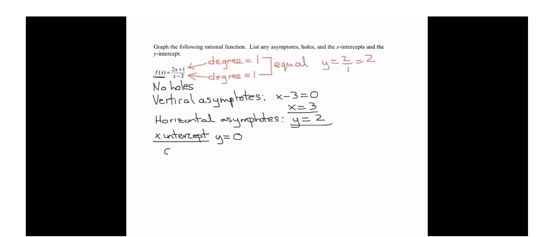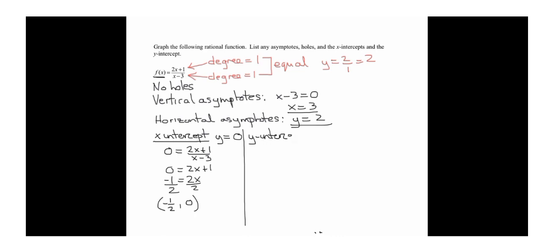So how do you find the x intercepts of any function? You set y equal to 0. Remember, in this case, it's f of x equals 0. So 0 equals 2x plus 1 over x minus 3. A fraction equals 0 when the numerator equals 0, so let's solve this. Subtract 1 from both sides, divide both sides by 2, so I get x equals negative a half. And as an ordered pair, it is negative one half, 0. That is my x-intercept.